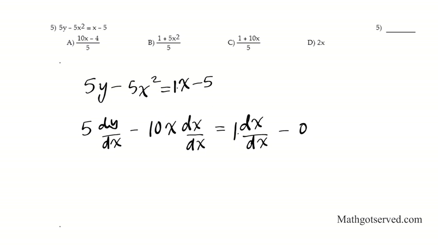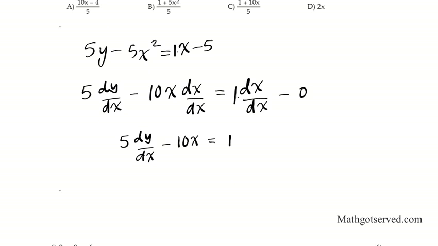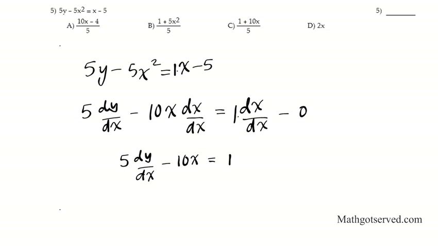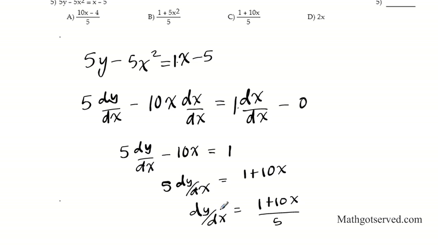Okay, so let's simplify this a little bit. We're going to have 5 dy/dx minus 10x, because dx/dx reduces to 1, and then this also reduces to 1. Now to isolate dy/dx, what we'll do is add 10x to both sides, and then divide by 5. So we're going to have 5 dy/dx equals 1 plus 10x. And when you divide by 5, you have dy/dx equals (1 plus 10x) over 5. And there goes your final answer. The correct answer is option C.